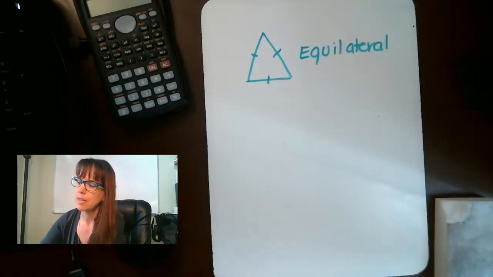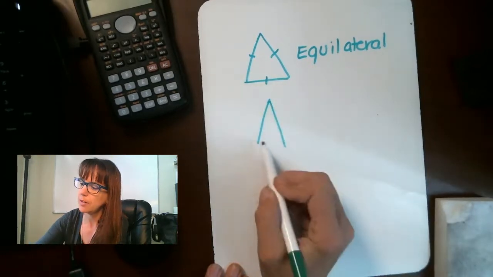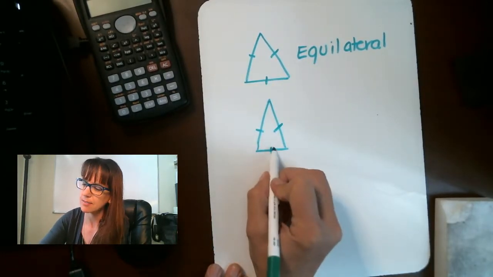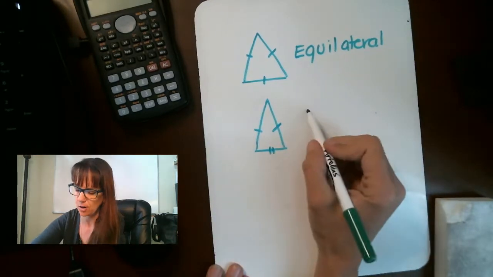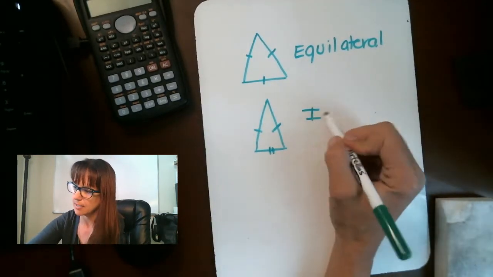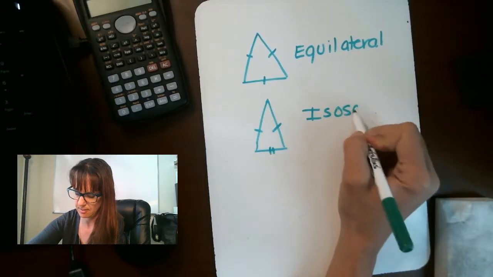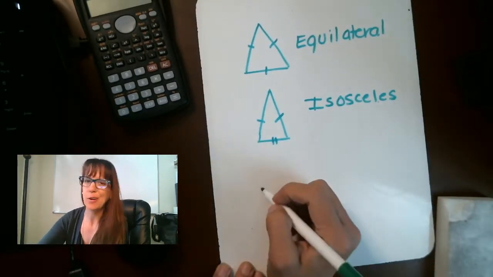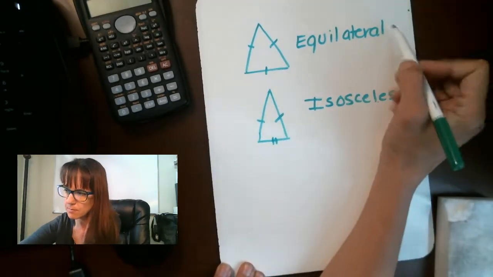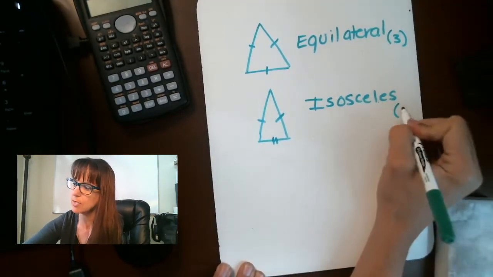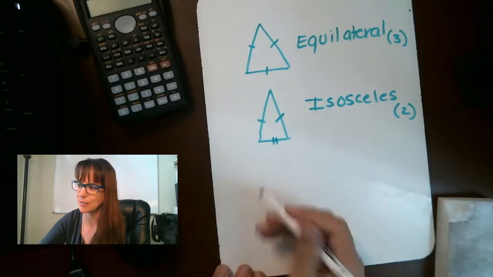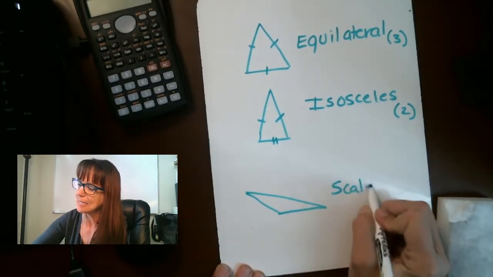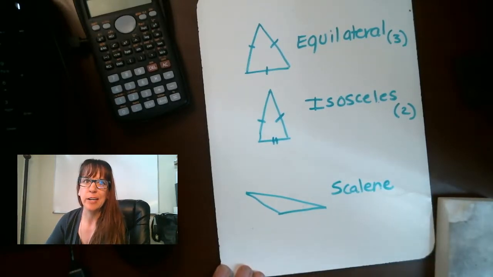Equilateral triangle. If 2 of the sides are the same, so this guy and this guy are the same, but this third one is not, this is called an isosceles triangle. And the last one, so if you have 3 sides that are the same, equilateral. 2 sides that are the same, isosceles. If none of the sides are the same, we have something like this. It is called a scalene triangle, all right?